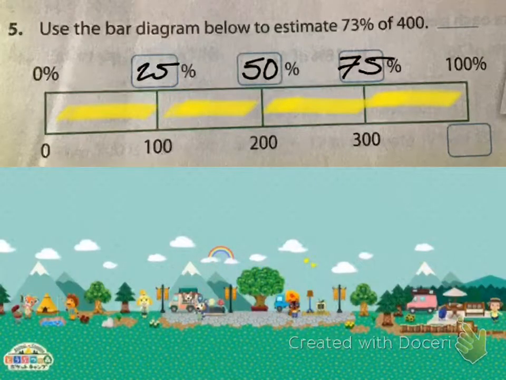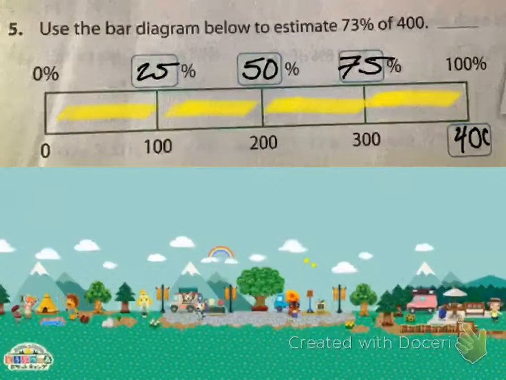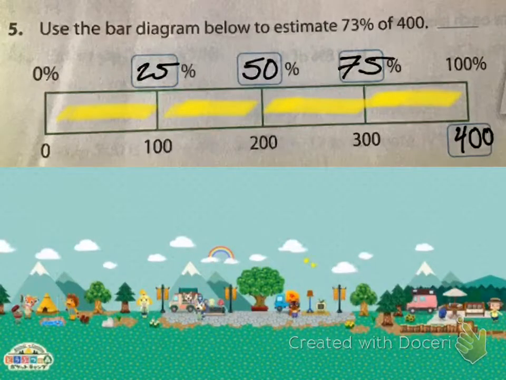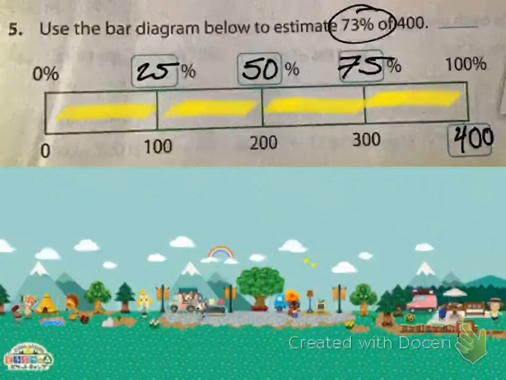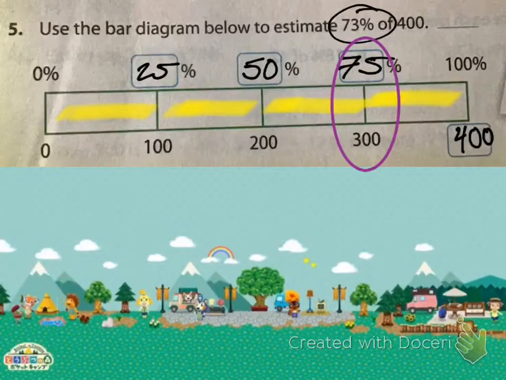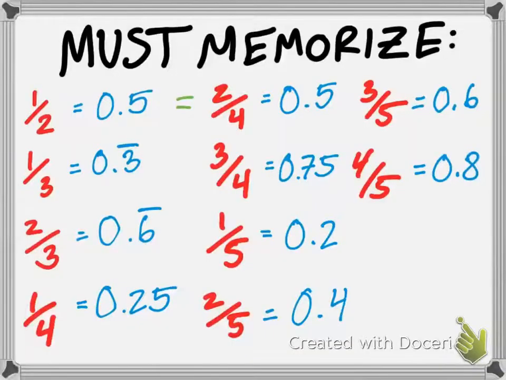And 400. Do I even need to round that? No, exactly. 400. So if it's asking me to estimate 73%, which is about 75, our answer is going to be approximately 300. These are the ones that you must memorize, okay?